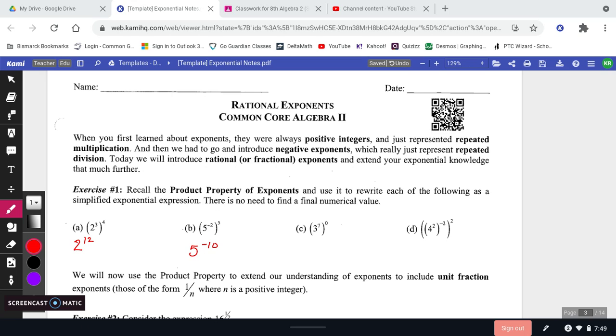This one, you have a power of 7 to the 0 power. So that's going to be 3 to the 0, which if you want to, you can simplify that to 1. Even D, even though you've got 3 powers here, it's still that power to a power. So you would be doing 4 to the 2 times negative 2 times 2 power. So that would be 4 to the negative 8th.